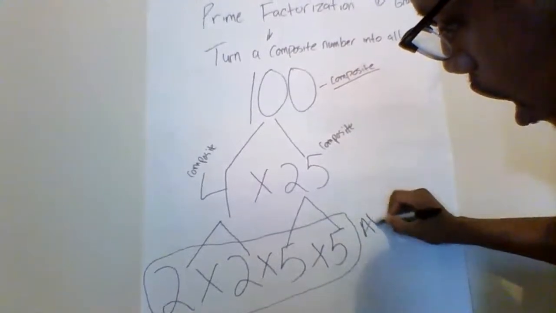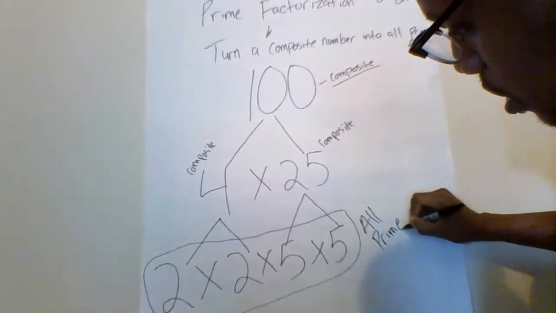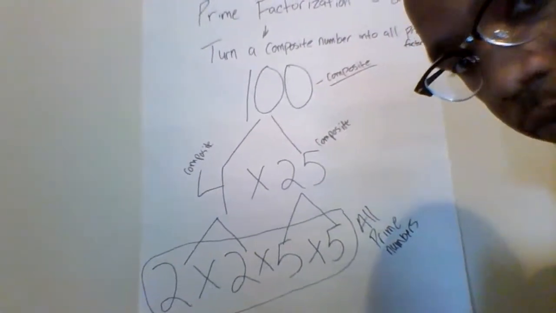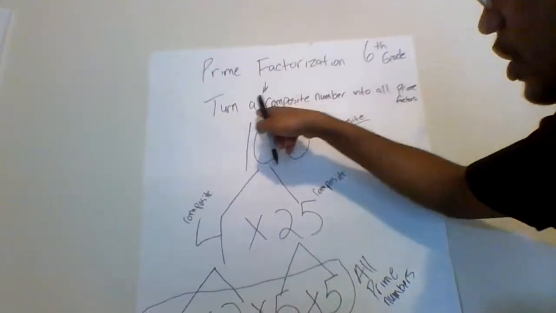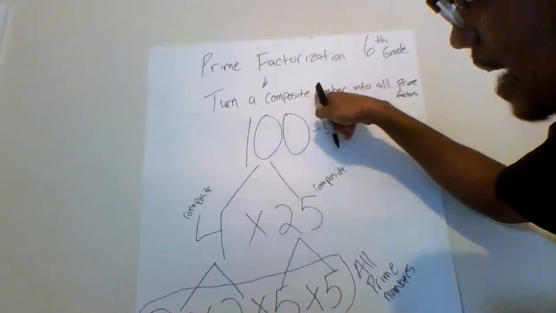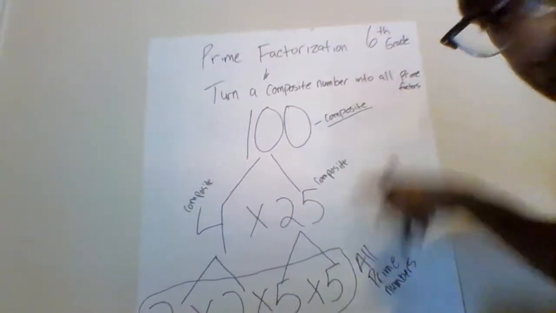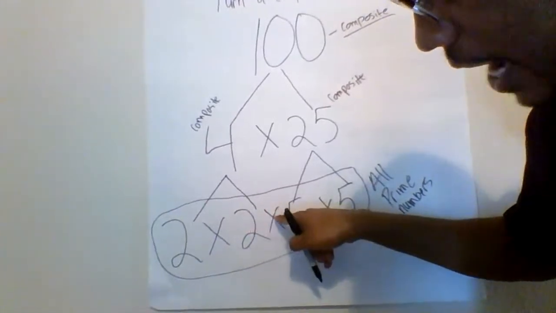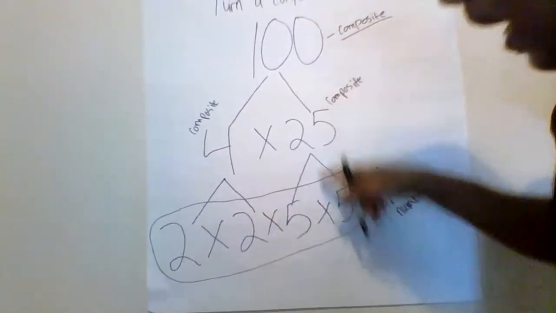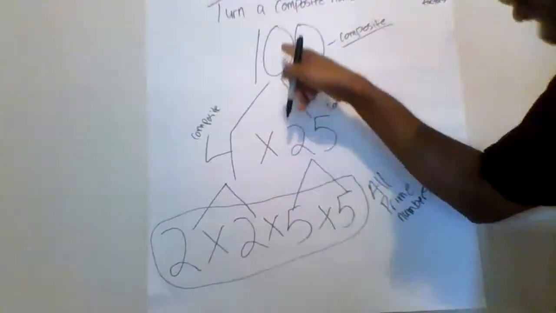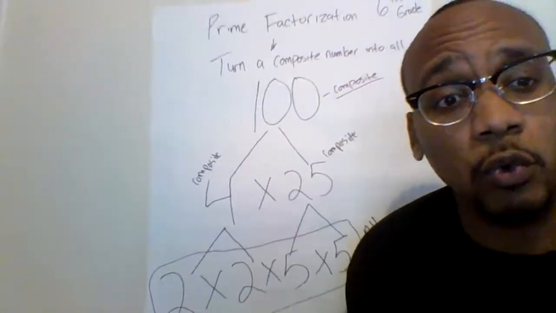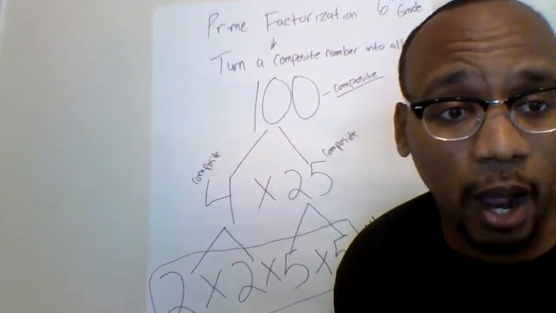This is all prime numbers. That means you have done your job. You have done the prime factorization of 100. You have turned the composite number 100 into all prime factors. All right. Now, you know the answer is correct because 2 times 2 is 4, 4 times 5 is 20, and 20 times 5 is 100. So you have turned a composite number into all prime numbers. This is prime factorization. This is the 6th grade version of prime and composite.